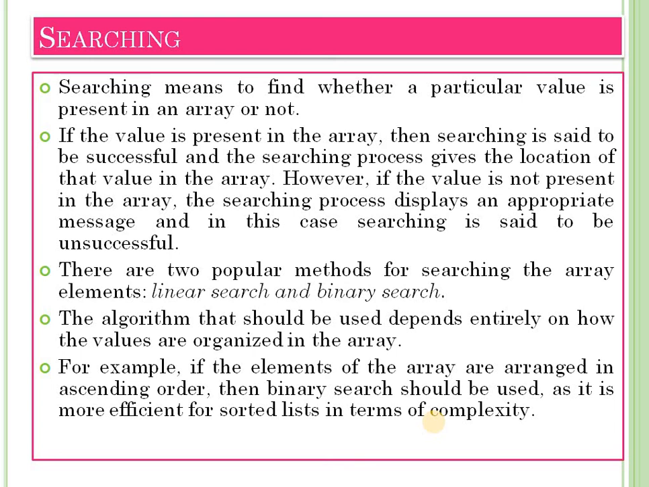Here what we saw, searching is what? Finding whether the particular element is present or not. Then here we saw two types. First is linear search, second binary search. Okay. For example, if the elements of the array are arranged in ascending order, then binary search should be used as it is more efficient for a sorted list in terms of complexity.